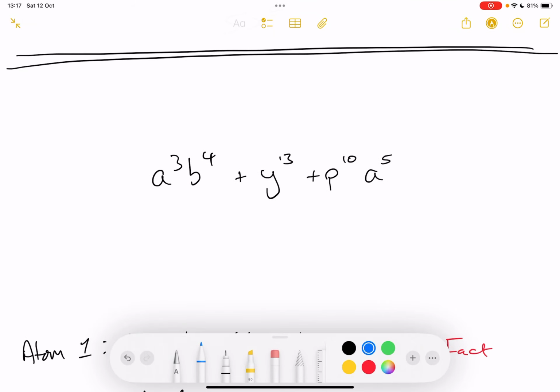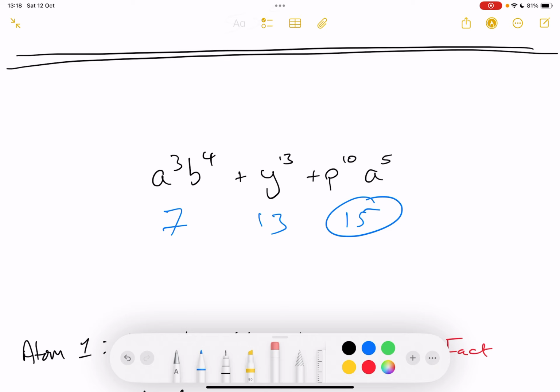The next thing that I want students to be able to tell me is the degree of a polynomial. Now you do that by adding the exponents on any unknowns in each term. That gives you the degree of each term. So we've got 7, 13, 15, and then the highest of these gives you the degree of the whole polynomial, 15 in this example.